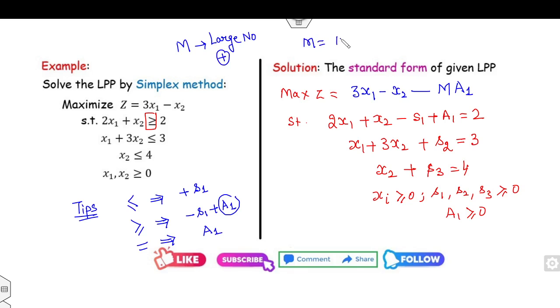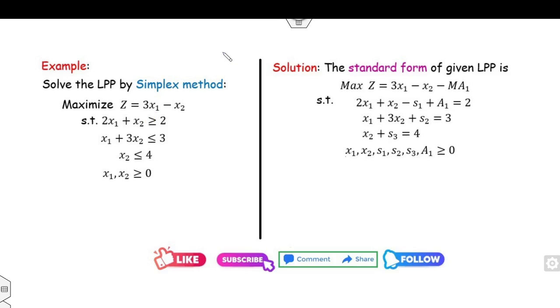You can choose M as 100. You can choose M as 1000. You can choose M as 10 raised to power 6. That's your choice. That's why this method is called the big M method. M is always a large positive number. Fine. Now you can write in the standard form.